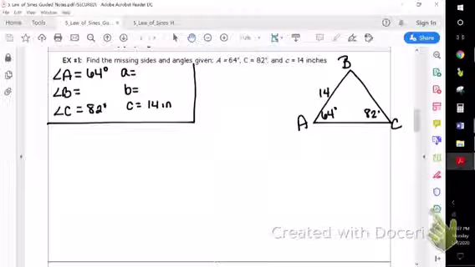So we have to decide, what do we want to find first? Usually the easiest one is, if they give you two angles, go ahead and find that third one, because remember, all three angles in a triangle have to add to 180 degrees. So to find angle B, we take 180 minus the other two angles added together. Let's calculate it and see what we get. I got 34 degrees.